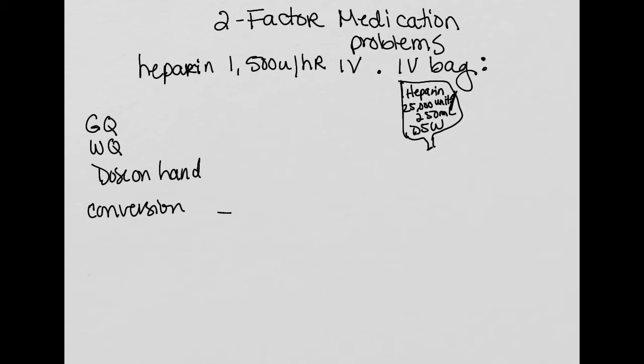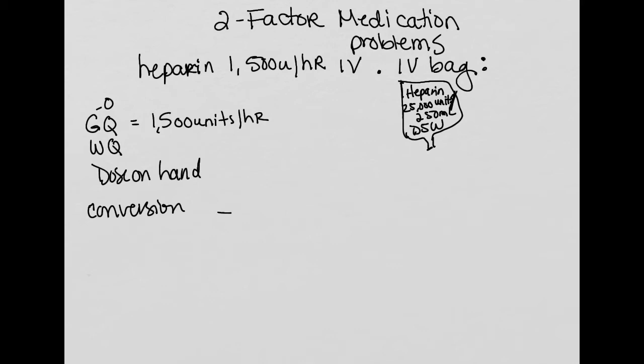So what is our given quantity? Our given quantity is 1,500 units an hour. And why is that the given quantity? Because that is what's ordered. Another way I was taught was to say what's ordered instead of given quantity, what's ordered over what's on hand, what do we have available. But we're doing the given quantity, the 1,500 units an hour, otherwise known as what's ordered.